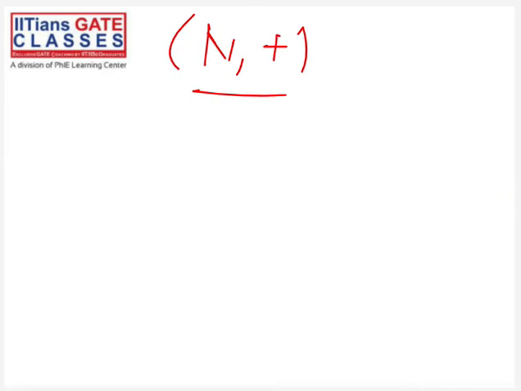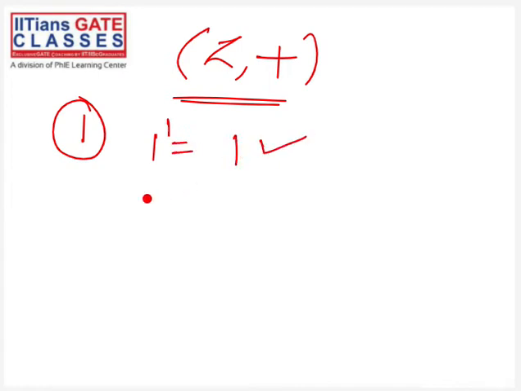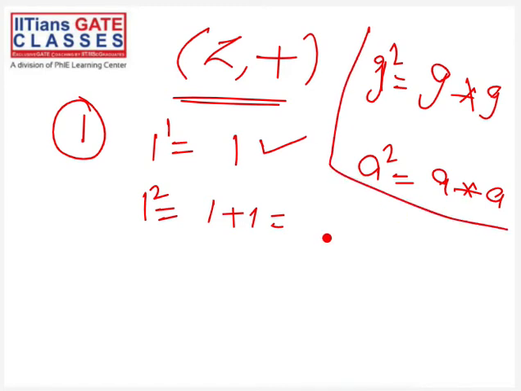Let me take this example: set of all integers comma plus. So this is our structure. Now I am saying that 1 is a generator. Why? The reason is this: 1 power 1 is nothing but 1, so you can generate 1. 1 power 2 means 1 plus 1, because I have already told you that G square is defined to be G star G, A square is defined to be A star A. This is how we define power in group theory.